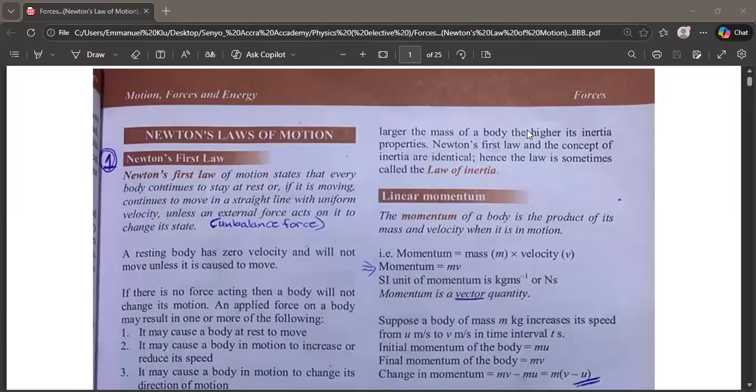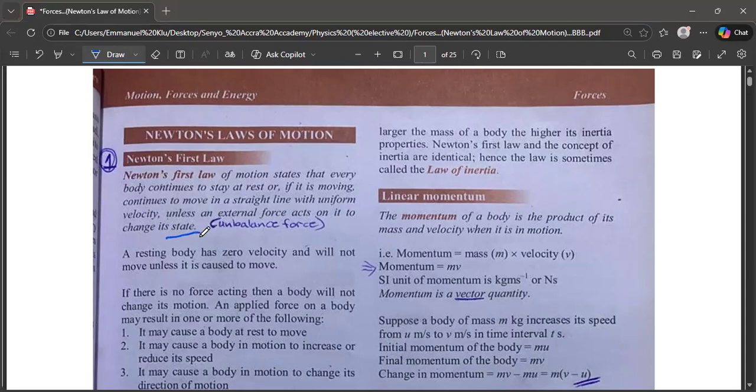All right. So in our lecture one, we were talking about forces, and under forces, we came across a sub-topic known as Newton's law of motion. We learned the other day plenty about Newton's first law of motion, where we said it states that every body continues to stay at rest, or if it is moving, continues to move in a straight line with uniform velocity unless it is acted upon by an unbalanced force to change its state. If I say its state, it means that it could either be the state of rest or the state of what? Motion.